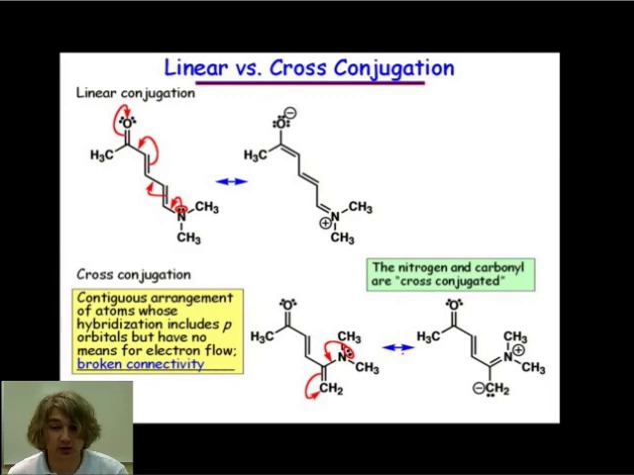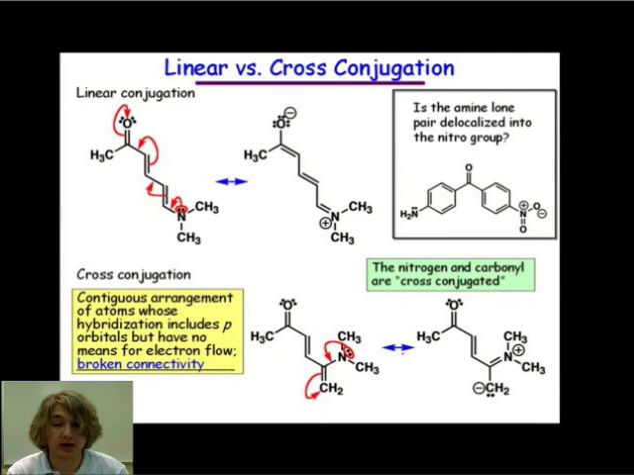Now another example I'll work through for you here. This example is the amine lone pair delocalized all the way into our nitro group. At first glance, it looks like it, sure, but the only way to find out is to actually draw our arrows and go through the steps. So we start with our lone pair on our nitrogen and start moving along, going through this benzene ring, just as we normally would.